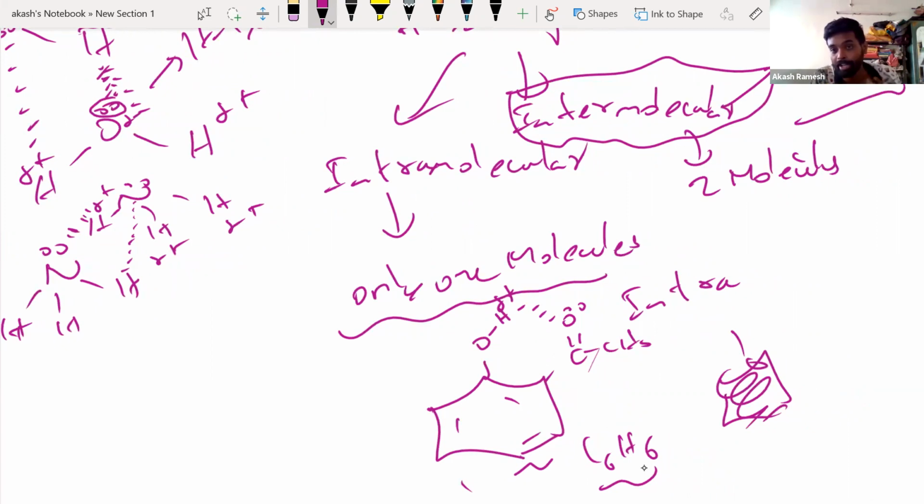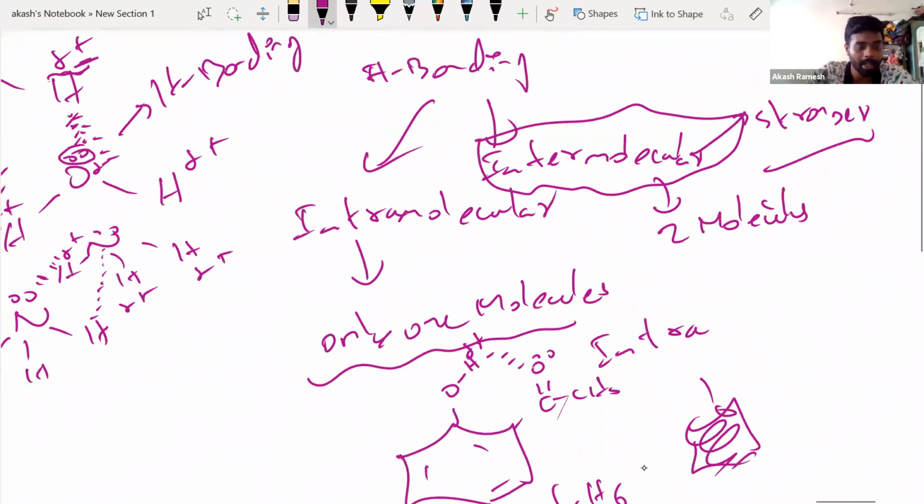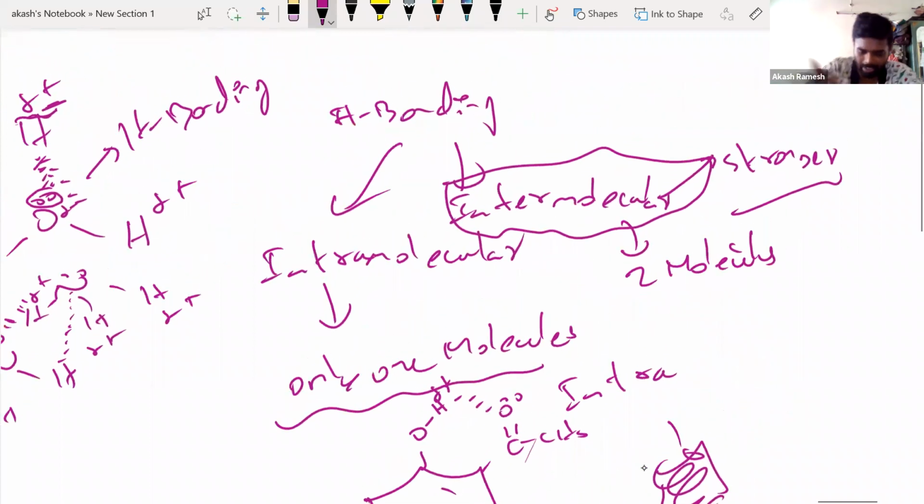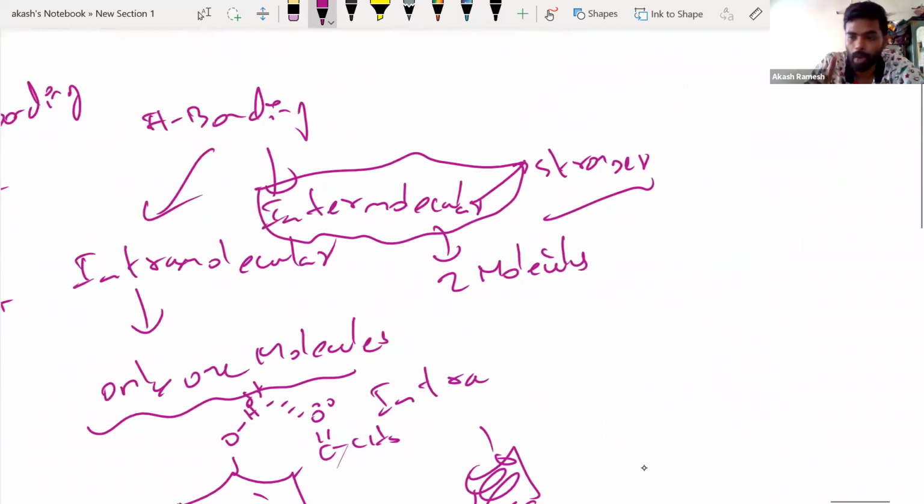Intermolecular hydrogen bonding is stronger than intramolecular hydrogen bonding. That means if I have hydrogen bonding between two molecules, it is stronger than when it is within the same molecule. Right, fine. That is about that.